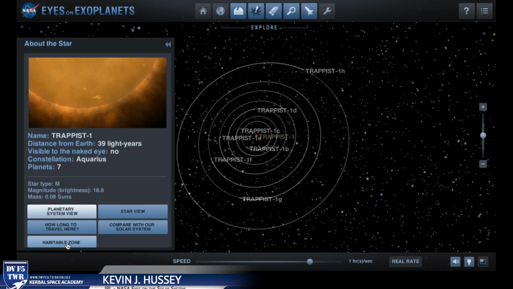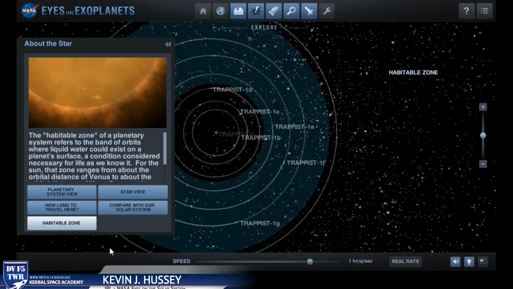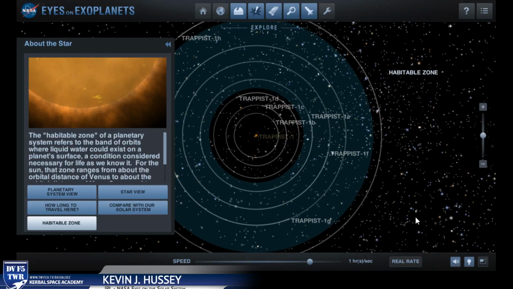So I'm going to click on there. She went right here right away and put up the habitable zone. And now, it overlays where the habitable zone is.